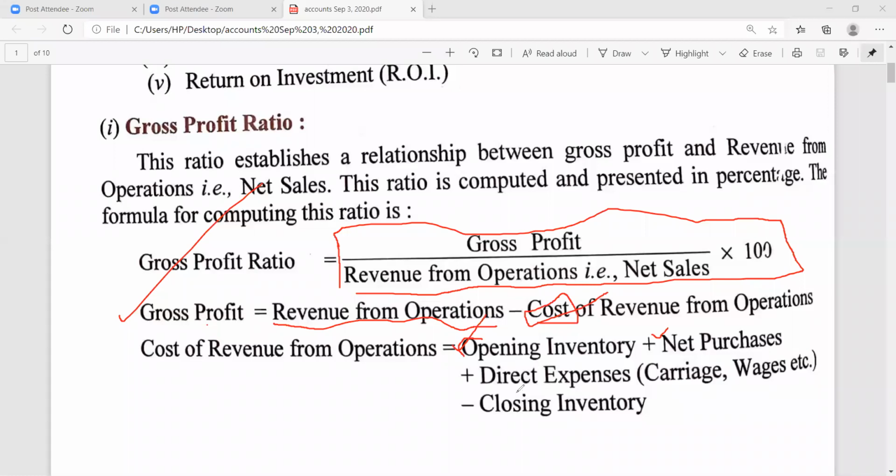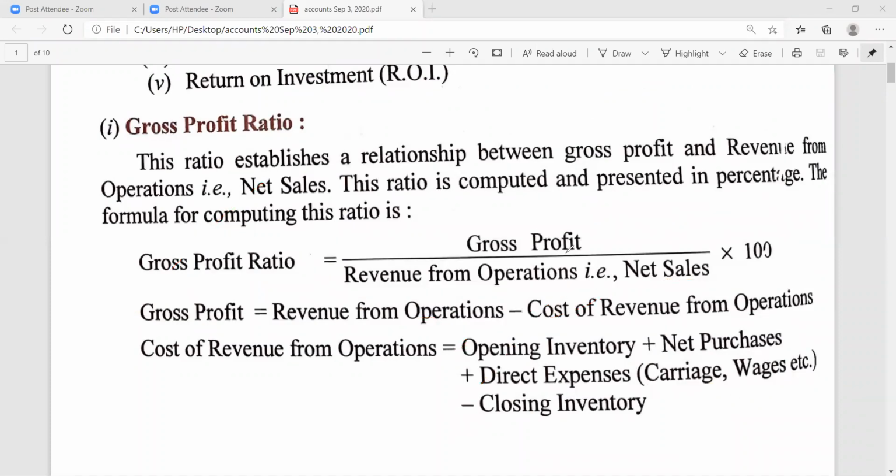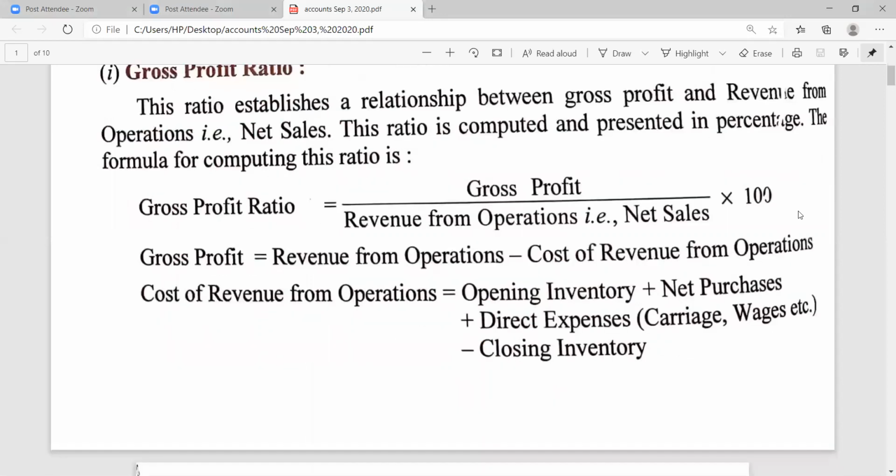Direct expenses, including carriage and wages, and minus closing inventory. Please understand, please learn, the closing inventory will be deducted. Rest all the items will be added, that is opening inventory plus net purchases plus direct expenses minus closing inventory. This way you can calculate the cost of revenue from operation. GP you can calculate now. Cost of revenue from operation you can calculate now. Then put both of the things together proportionately, and you can calculate the gross profit ratio.